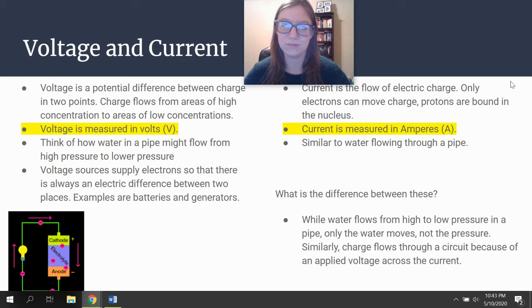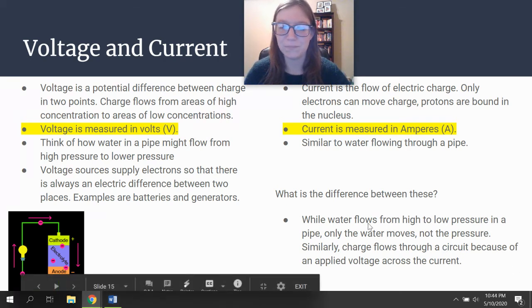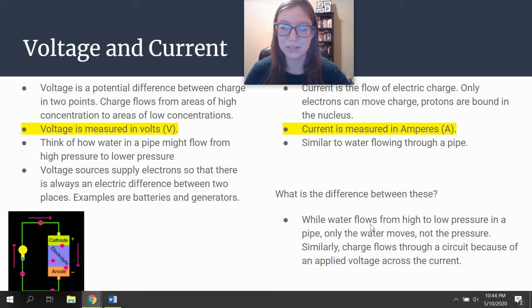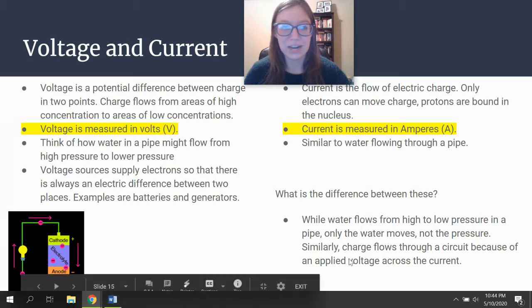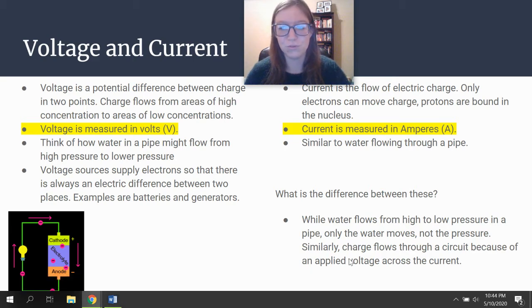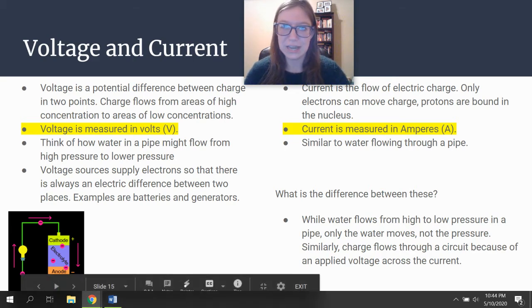Now, both of those sound like the same thing to people, so think of it this way. If water flows from high to low pressure in a pipe, the thing that is moving is not pressure. It's just the water that moves. And we're describing where there's more water or where there's less water when we talk about pressure. Charge is kind of the same. So the current is the charge, those electrons, moving through the circuit. And voltage is how we describe whether there is a little bit or a lot of it.